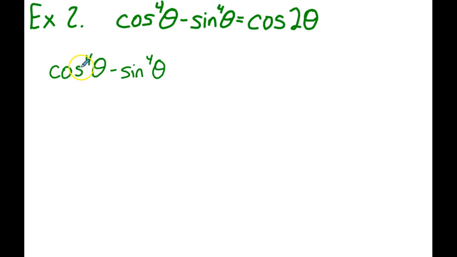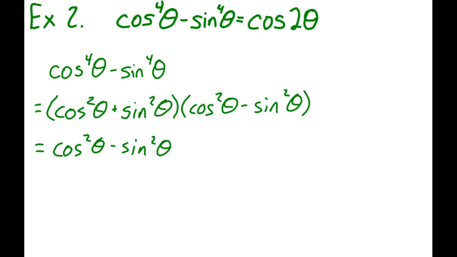We could break this up into cosine squared theta minus sine squared theta times the quantity cosine squared theta plus sine squared theta. So using the difference of squares pattern, we break this up. Cosine squared theta plus sine squared theta, we know that is going to be a value of 1, the Pythagorean identity. So we're left with cosine squared theta minus sine squared theta. And looking at this portion, this is one of the double angle identities for the cosine of 2 theta. So cosine squared theta minus sine squared theta simplifies down to the cosine of 2 theta.